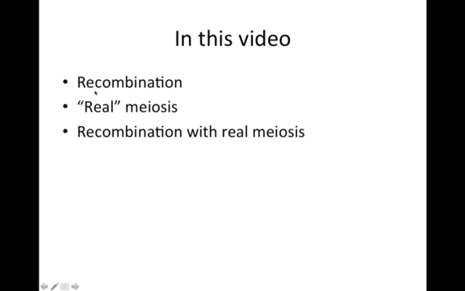So in this video, we introduced the concept of recombination. We talked about real meiosis, adding in the extra duplication and the extra division. And we talked about what recombination would look like in real meiosis.